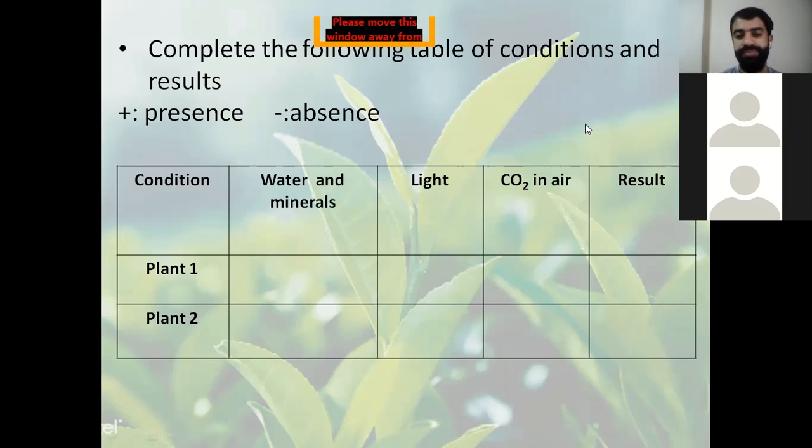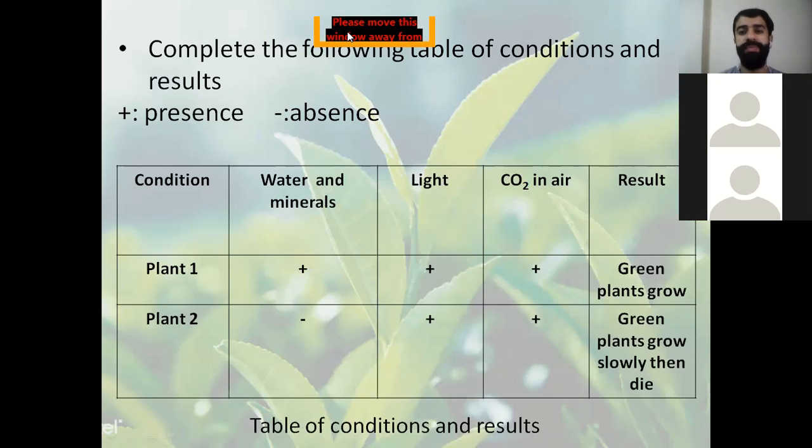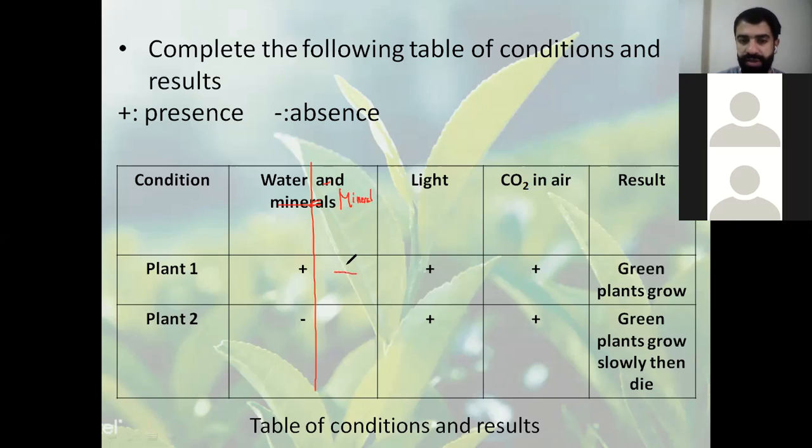Grade 7 students, here we have the table of conditions. We have water and minerals. If you want, you can divide this into two: one part only for water, and this one for minerals. Here I make it only as one, but you can make it minerals. Here, both of them contain minerals.